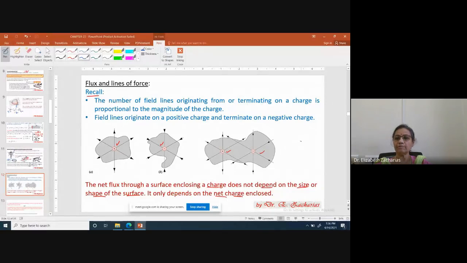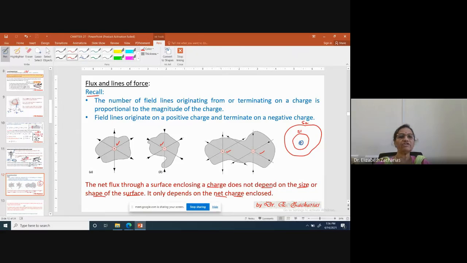I'll give you an example. Let's say I have a positive charge here, and I have a surface 1, which is a perfect sphere. Okay, this is my surface 1. Then I have another surface. Let's say it is like this. I'll call it surface 2.